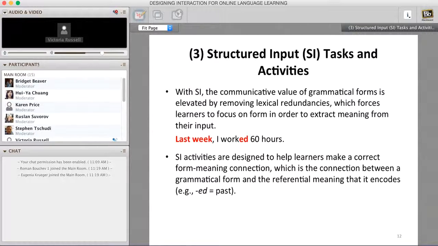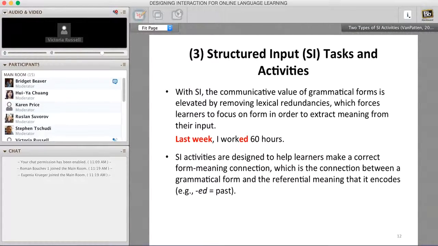The main purpose of SI activities is to help learners make a correct form meaning connection. This is the connection between the grammatical form and the referential meaning that it encodes. So here you can see the bound inflectional morpheme ed in English encodes a past tense meaning.